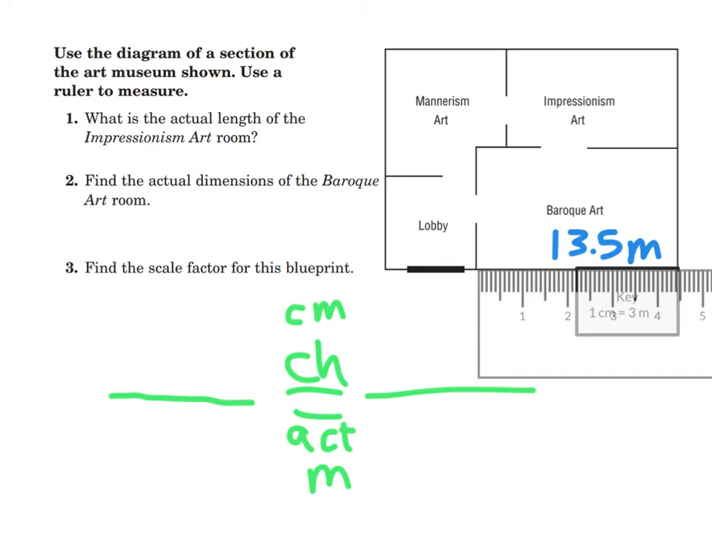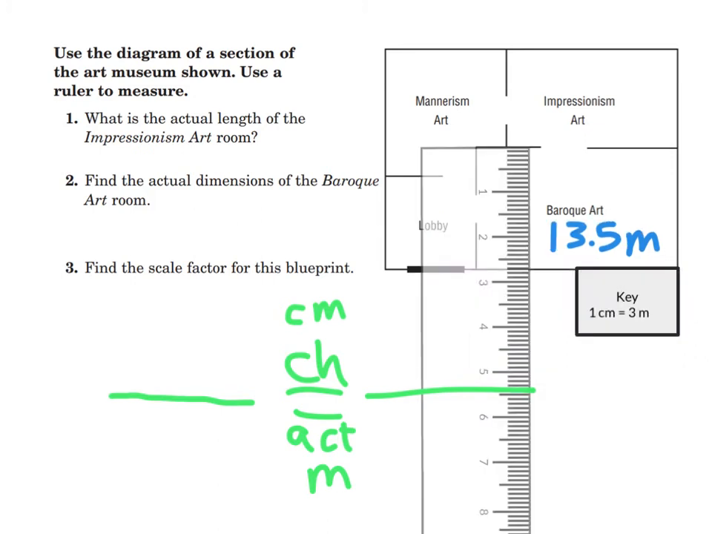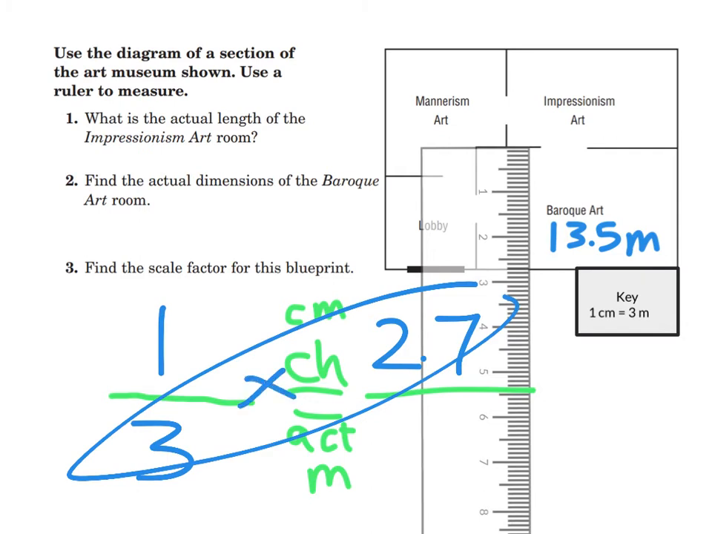I then just have to reset my ruler going up and down to find the other dimension of the Baroque art room, the width, and I measure it this time as 2.7. Again, I put in the 1 centimeter is going to equal 3 meters. I have a changed measurement of 2.7, and now I'm ready to multiply and divide. Once again, when I get my 8.1, it kicks that out as meters. Because we put in centimeters, we get out meters, and I have new dimensions that we understand. The actual dimensions of the Baroque room are 13.5 meters by 8.1 meters.